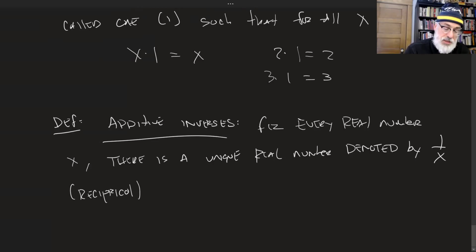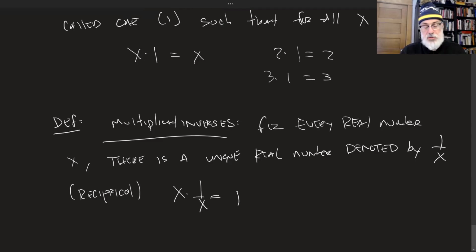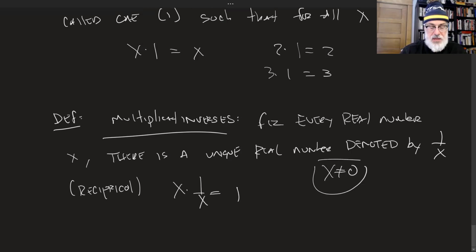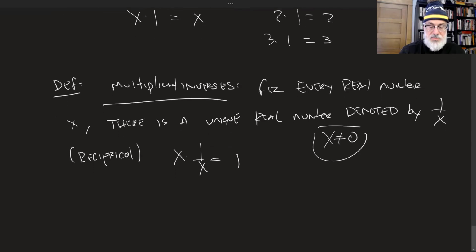Oh, I'm doing the multiplicative, so let me just change this. This is the multiplicative inverse. Such that x times 1 over x is equal to 1. That is the multiplicative inverse. So every real number with one caveat, that x is non-zero. So 0 does not have a multiplicative inverse by this definition.